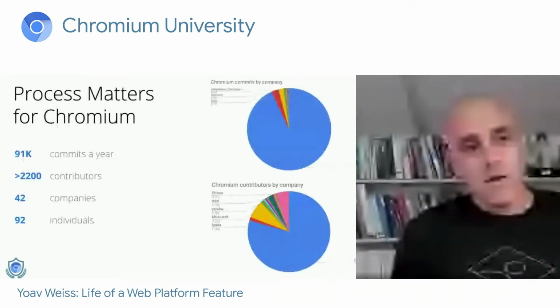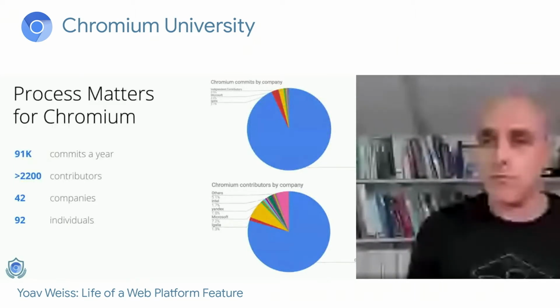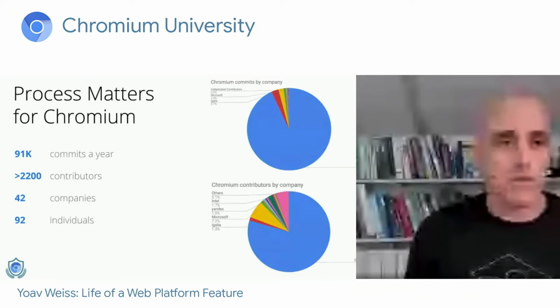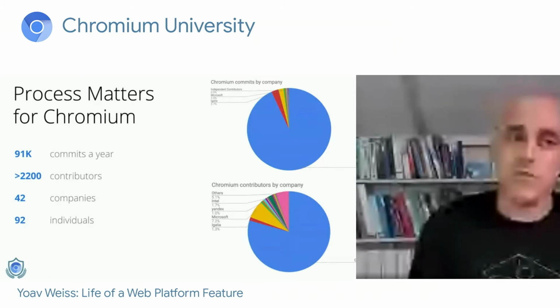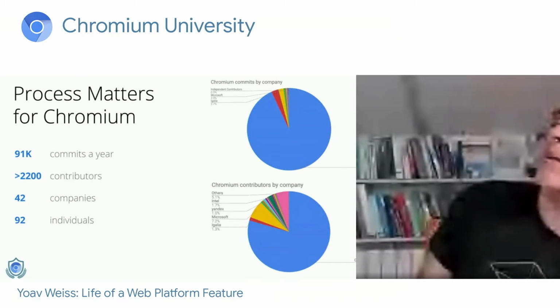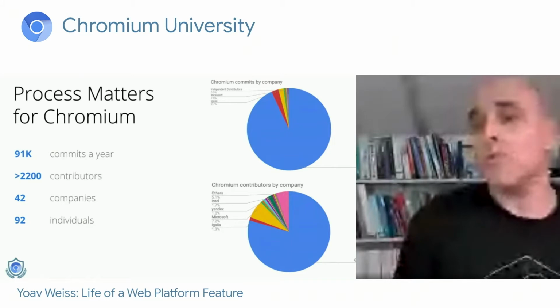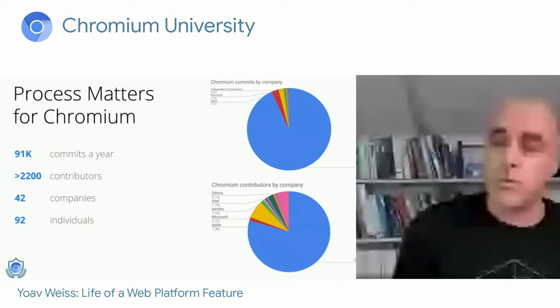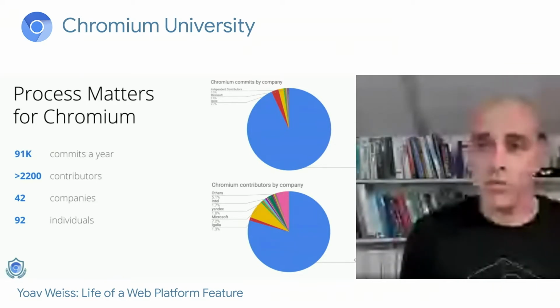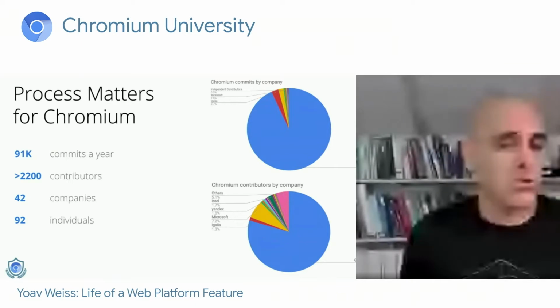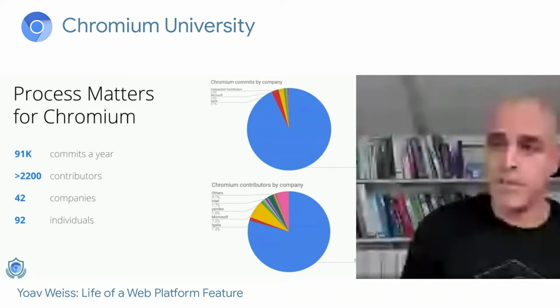Chromium is a very large open source project. We see around 91 commits a year from over 2,200 different people. Those are the stats from the last year. Those people are working for 42 different companies, as well as we had contributions from 92 individuals, which is super exciting. Potentially, those companies also have multiple organizations inside of them, each having different interests and pulling in different directions.